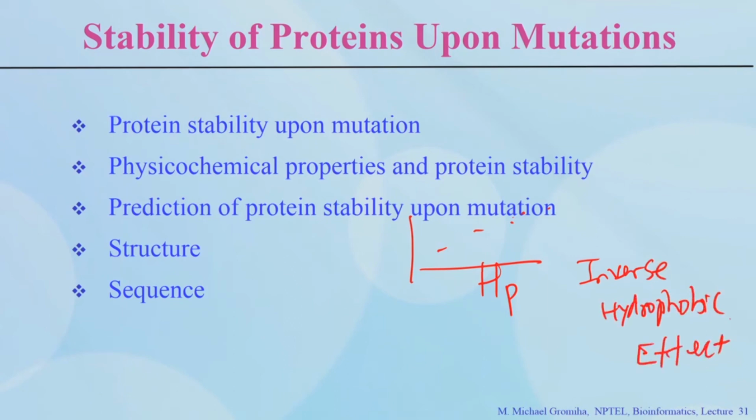So, an increase in hydrophobicity decreases stability if you get this type of pattern, mainly for exposed mutations in the coil region. If you increase the hydrophobicity, that decreases stability. This is the inverse hydrophobic effect. So, this is delta G and this is hydrophobicity.